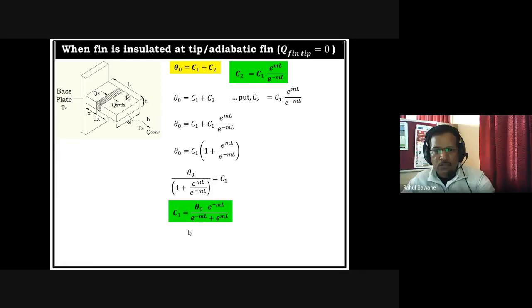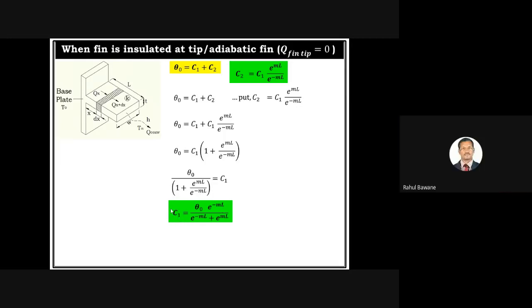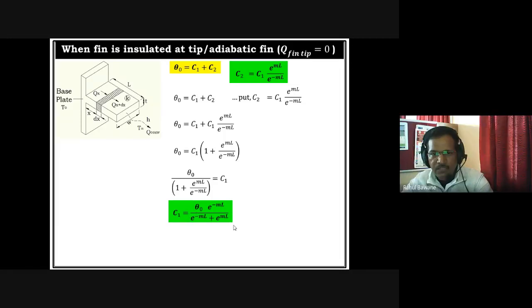power minus mL. Now after taking the LCM, C1 becomes theta 0 e raised to the power minus mL upon e raised to the power minus mL plus e raised to the power plus mL. So we are simply taking the LCM in this bracket and then simplifying. So we get the value of C1 without any constant of C2. So now this is the value of C1.